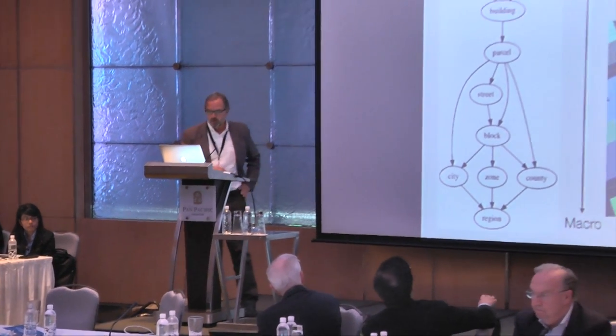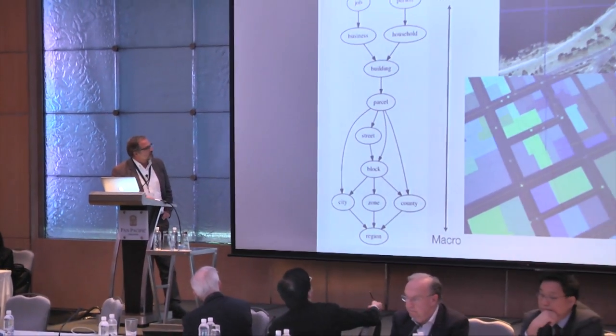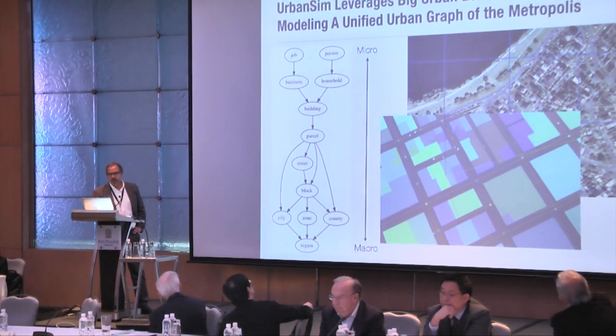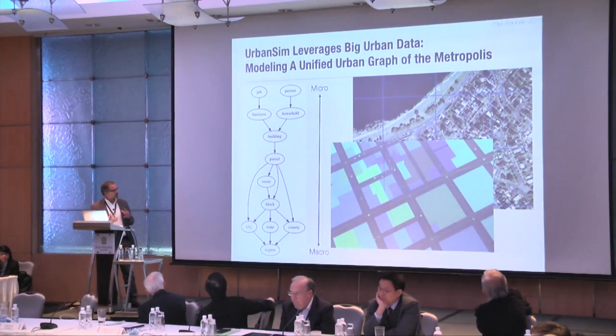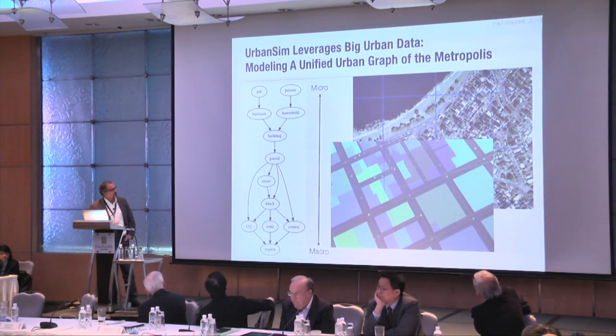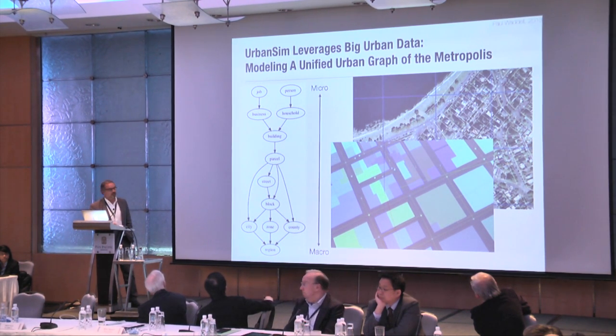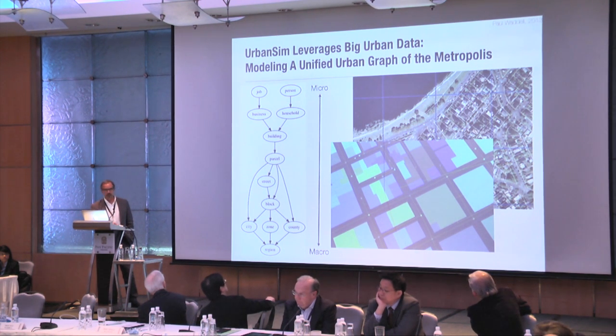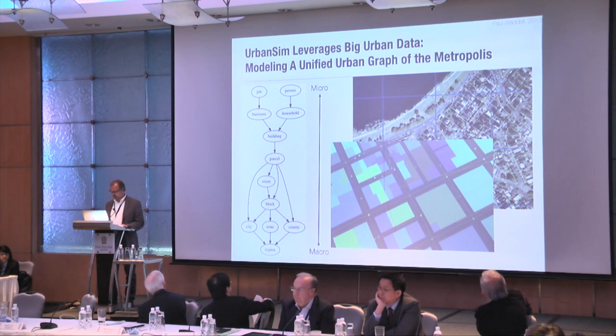What we try to do with that data is generate a graph that is the way we represent the connections among all these data elements. So we have individual jobs that are connected to businesses, persons connected to households, each of those located in buildings which are located on parcels, and those parcels are then tied to the street network and to the rest of the geography of the city in terms of its neighborhoods and districts and so forth.